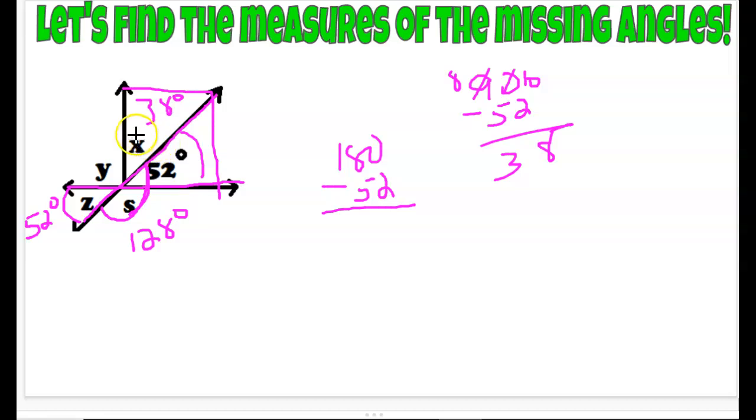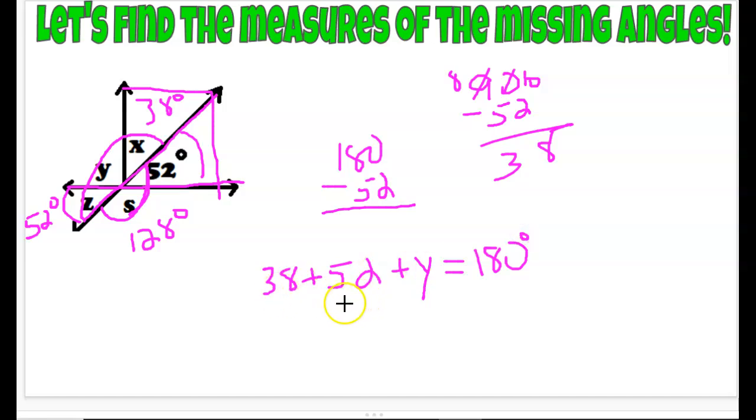Now all three of these, x, y, and z, create a straight angle. See that picture right there? So if I have 38 and I have 52 plus y, I don't know the angle measure for y, but I know all three of those will add up to 180 degrees because they're supplementary. 38 and 52 should give me 90 degrees. 90 plus y gives me 180 degrees. I bet you can do this right in your head. Yeah, y equals 90 degrees.